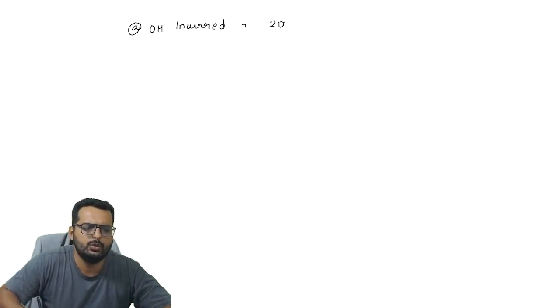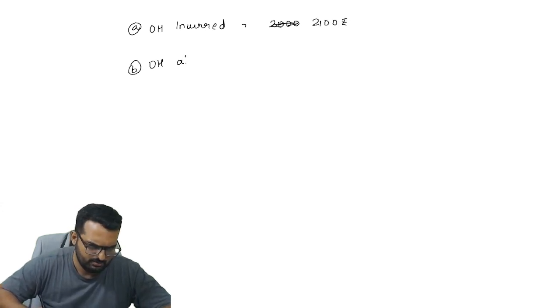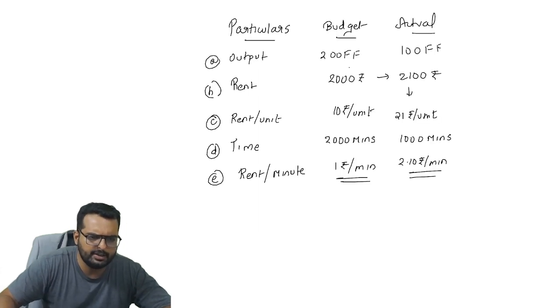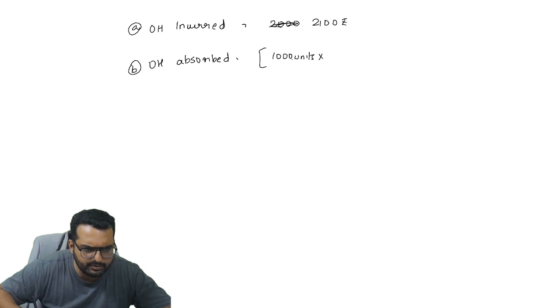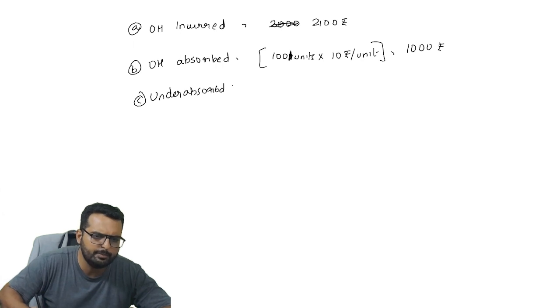So, friends, here what happens is, first I will show you in the way how we do it. Overhead incurred, that is how much? 2100 rupees. Right? Point number B. Overhead absorbed, that will be only 100 units into the absorption rate of 10 rupees per unit. Do I get the answer as 1000 rupees? Therefore, how much will be the under-absorbed overheads? That will turn out to be 1100.